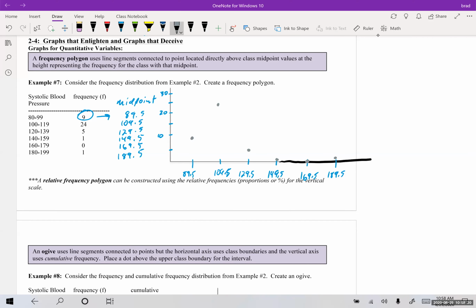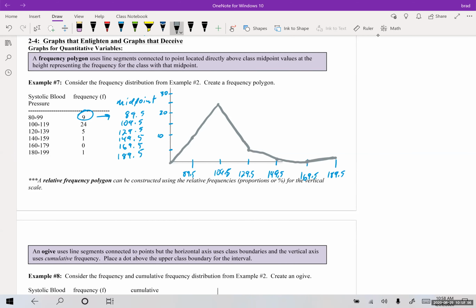Okay. Now I believe your book asks you to start at 0 right here, so they put a little point right there for 0. It depends on how they word the question, but I would put this extra one here to start at 0, because there obviously is nothing before 89.5. There is nothing in the 79.5 range. So we're going to start it at 0, and we're just going to draw line segments. We're not going to draw a smooth curve. This is called a frequency polygon, not a smooth curve.